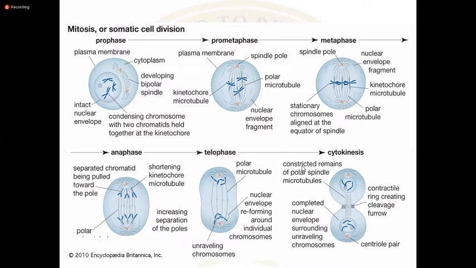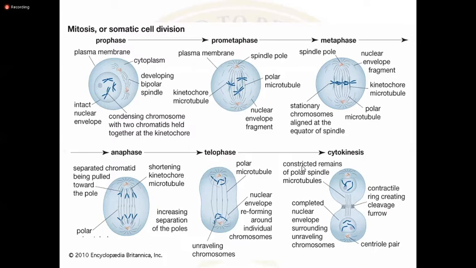Why does it pull apart? That also you should know here. Because of the shortening of the microtubules. When the microtubules shorten, they start pulling these centromeres towards their poles, right? So here the chromatids get separated, as you see here.